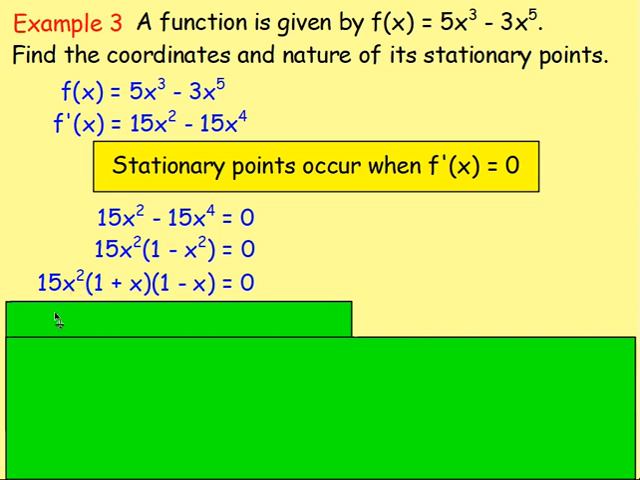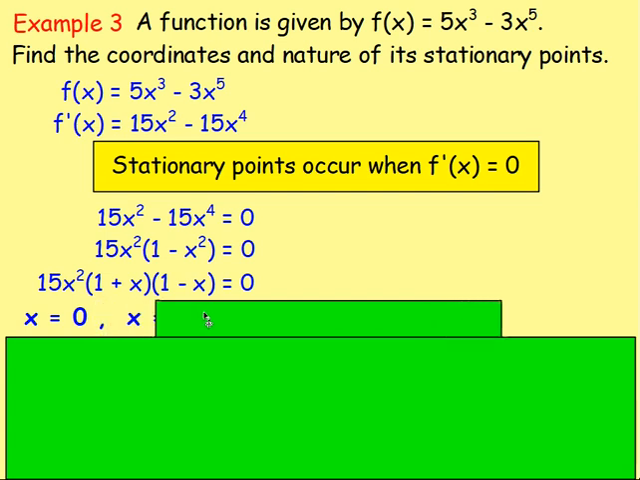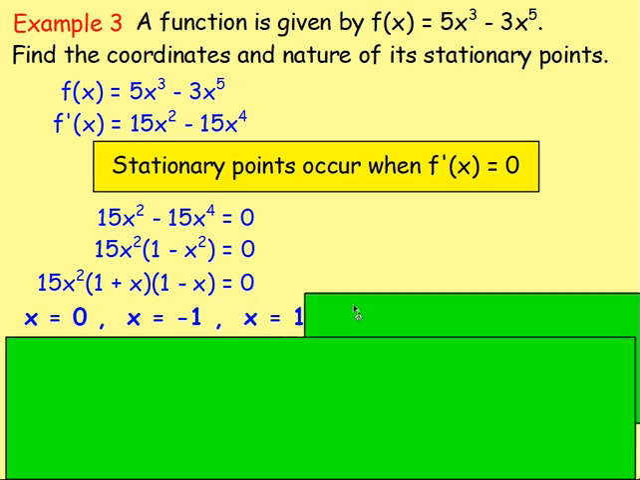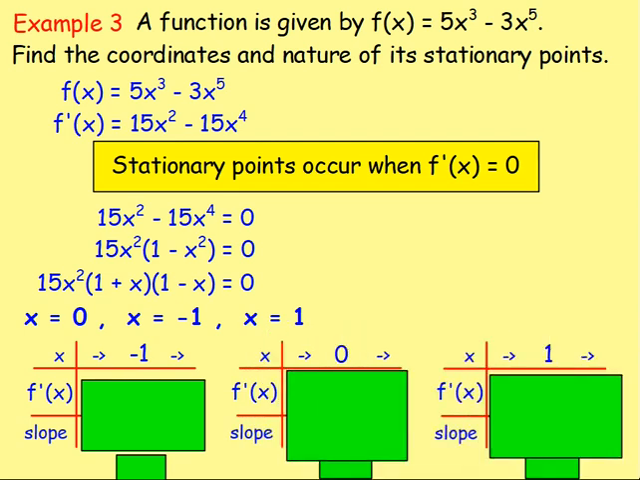If 15x squared was equal to 0, x must be 0. If 1 plus x equals 0, x must be negative 1. And if 1 minus x was equal to 0, x would equal 1. So we get 3 values this time, which means then, Mediha, how many nature tables do we need? 3! Yes, well done. 3 nature tables for this one. So you've got a negative 1, you've got 0, and you've got 1.